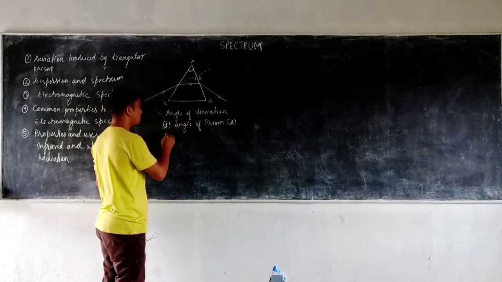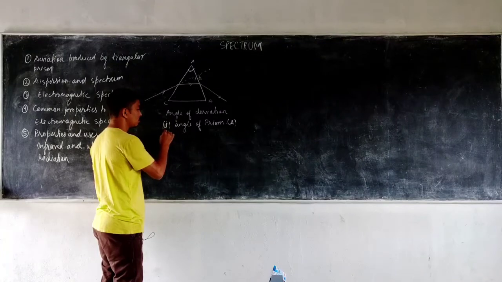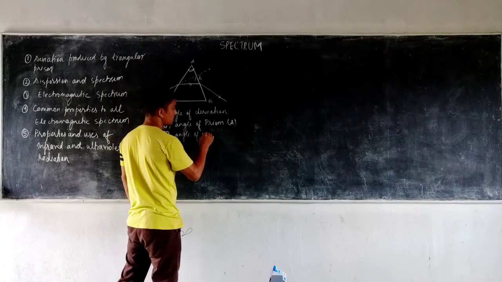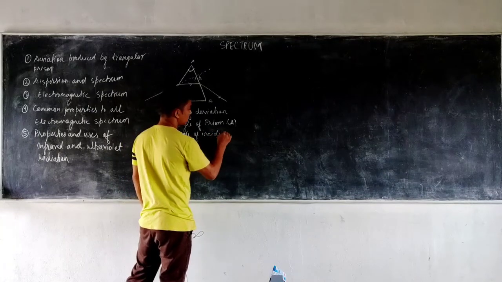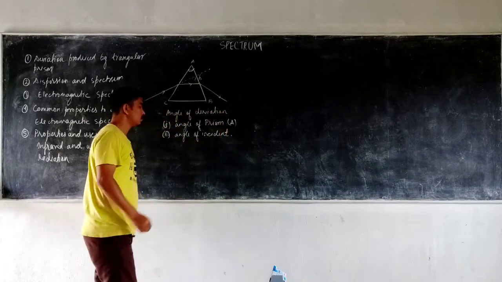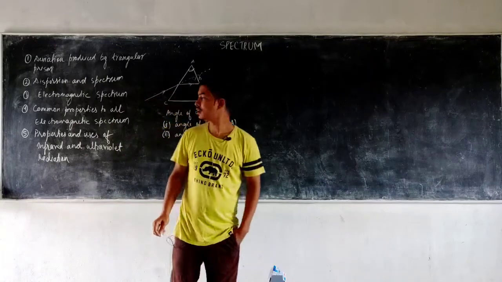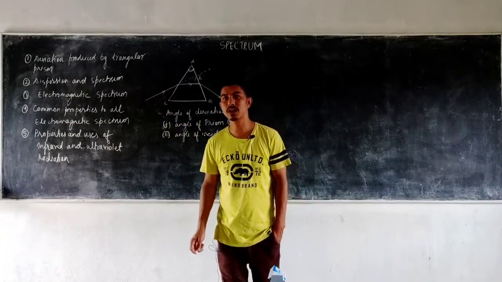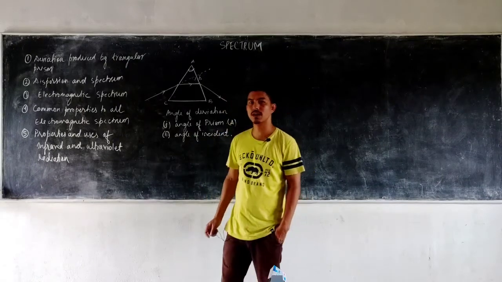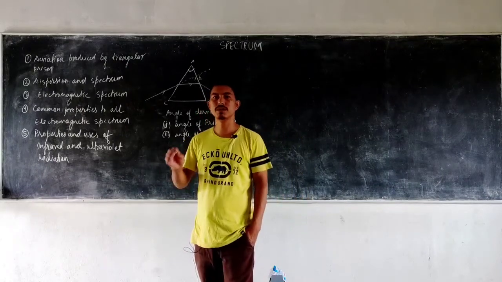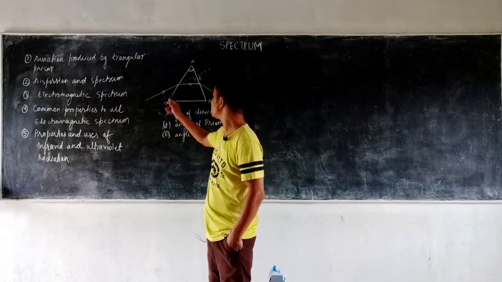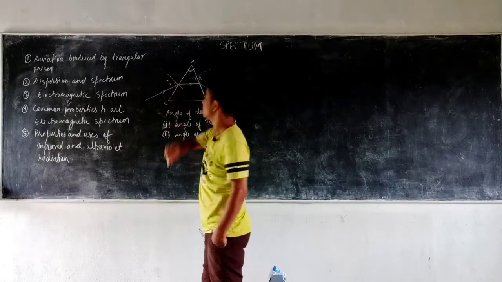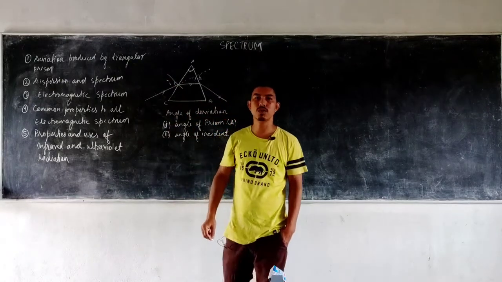The second factor on which it depends is the angle of incidence. With the angle of incidence, the angle of deviation depends anomalously. Initially when you go on increasing the angle of incidence, the angle of deviation decreases, and for a certain value of angle of incidence, that is this angle i, the angle of deviation will be minimum.